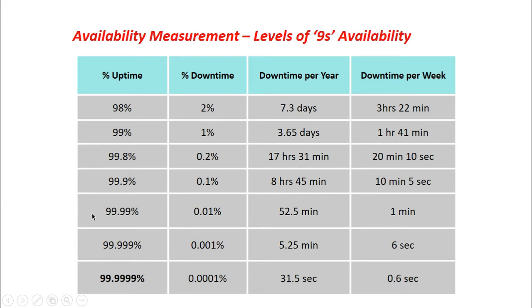If the uptime is 99.99%, that indicates downtime per year is 52 minutes. Out of 365 days, only for 52.5 minutes the system will be down, and for every week, that is in 7 days, the system may be down for only 1 minute. If the uptime is 99.999%, the downtime per year is 5.29 minutes and downtime per week is 6 seconds. And lastly, if the uptime is 99.9999%, the system downtime per year will be 31.5 seconds and downtime per week will be 0.6 seconds. The downtime will be so little that it will be hardly recognized by the users.